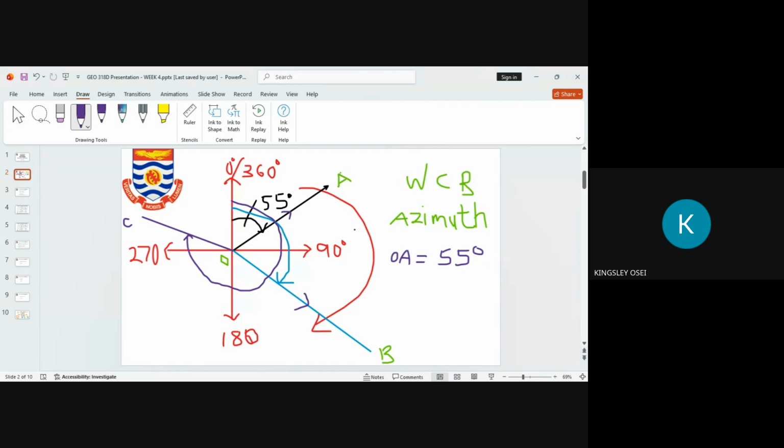But we are talking about angular measurement. So 60 seconds is 1 minute, and 60 minutes is 1 degree. So if you want to know how many seconds make a degree, it is 60 times another 60, giving us 3,600 seconds equal to 1 degree.